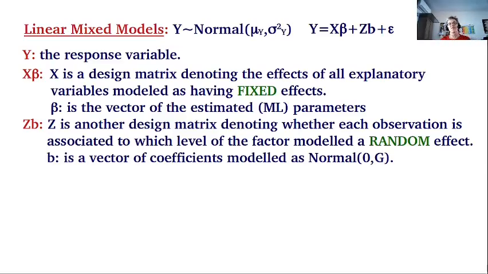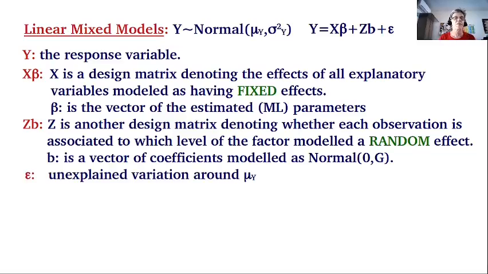This vector of coefficients is modeled as having a normal distribution with a mean of 0 and a variance covariance matrix G. In coming videos of this series, we will see what this variance covariance matrix means. But for now, let's just assume that these coefficients b are modeled as if they have a normal distribution with a mean of 0 and a given variance. And the last term, epsilon, is the unexplained variation around its mean.